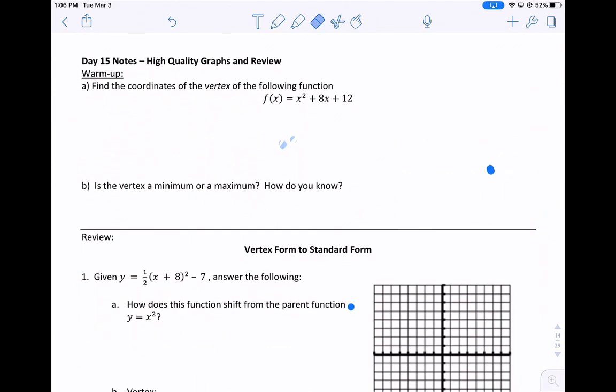In day 15, we are going to look at high quality graphs and review quadratics. Warm up. Find the coordinates of the vertex of the following function, x squared plus 8x plus 16. Is it a maximum or minimum, and how do you know?